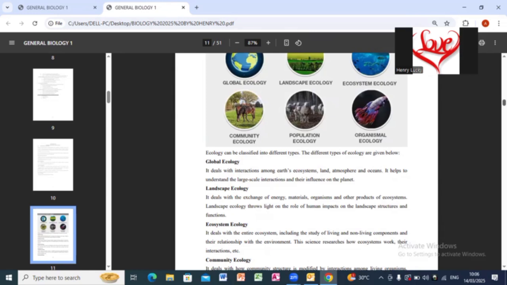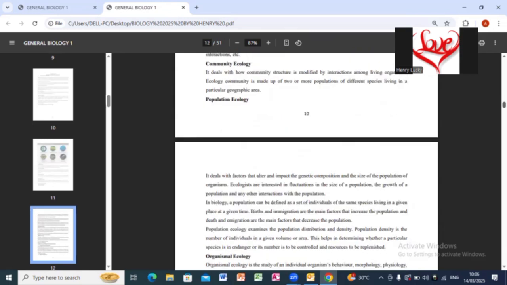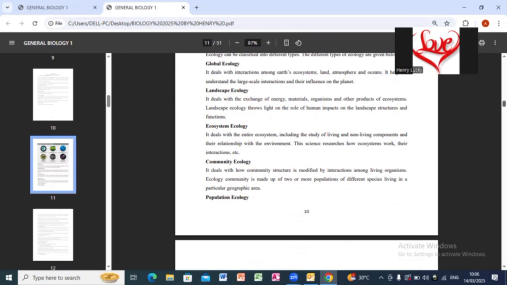Then ecosystem ecology deals with the entire ecosystem, which includes the study of the living and the non-living environment. So ecosystem ecology deals with the relationship, which includes the biotic and the abiotic factors in the environment and how they interact with themselves. Then community ecology deals with the structure that modifies interaction among the organisms. We are talking about structures that help us to understand interaction among these organisms.